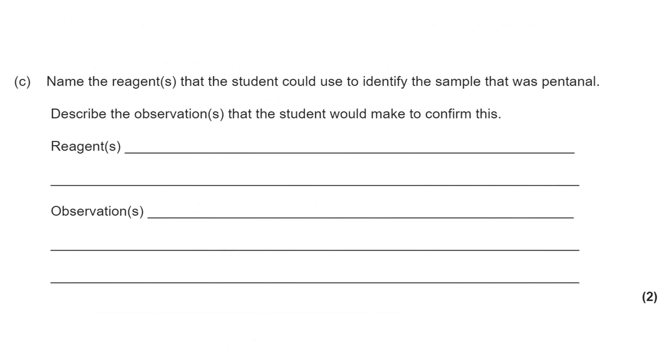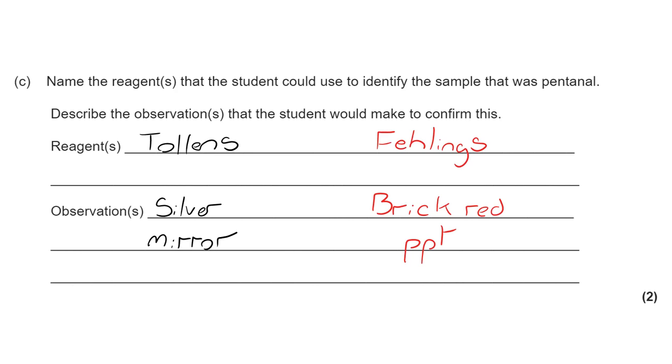Moving on to part C, we have got tests for pentanal, so test for aldehydes. And as you're going through this, you've got two choices. You could have spoken about Tollens' reagent, and if you use Tollens' with an aldehyde, you would get a silver mirror forming on the test tube. You could have opted to go for Fehling's, and if you went for Fehling's, the blue solution would have ended up containing a brick red precipitate. By precipitate, we mean a solid forming in the solution.